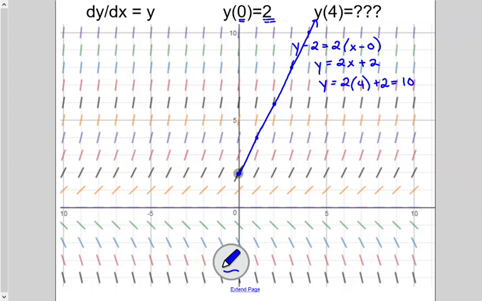Okay, so Euler, genius mathematician, was like, oh, I think that there's a better way to approximate the value at 4 if I know this differential equation. All right, so this is his method.